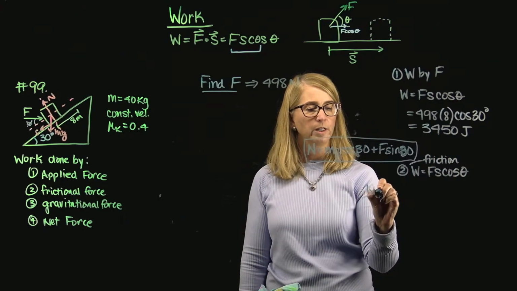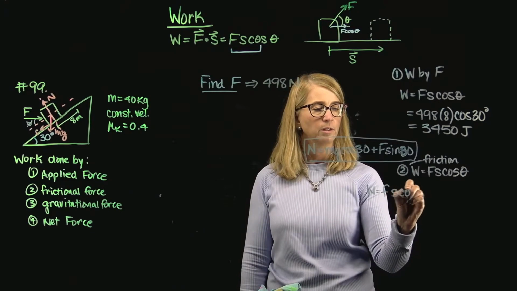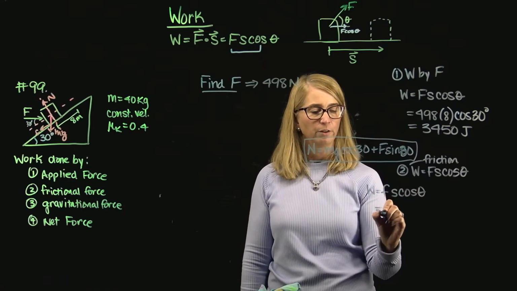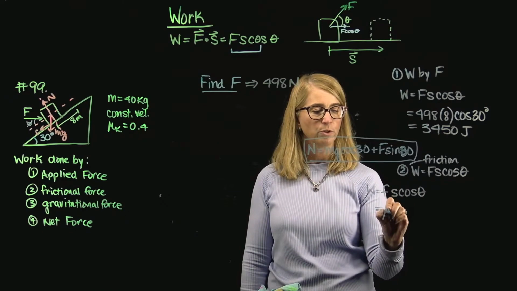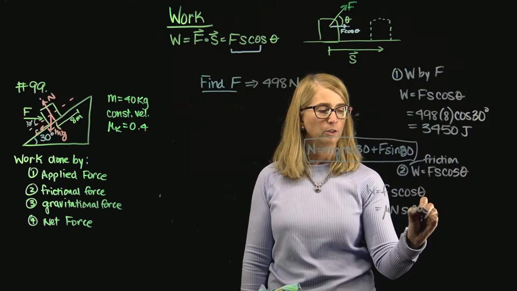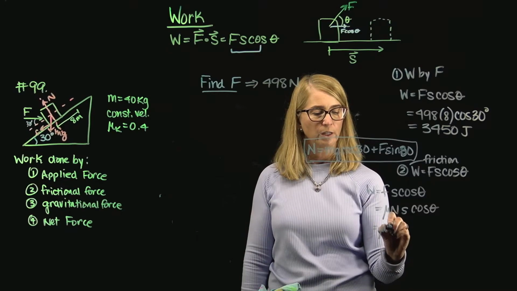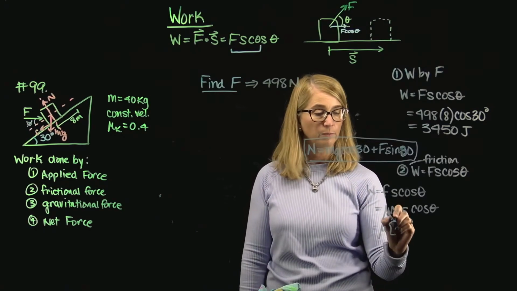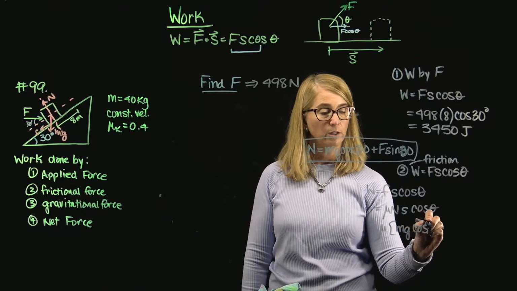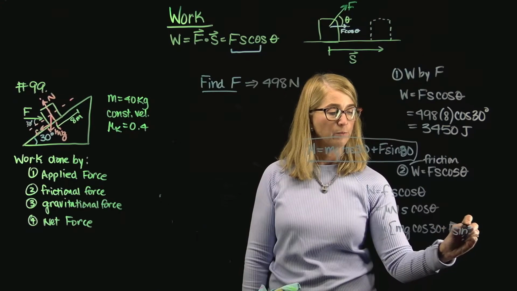So my work is the force of friction times the distance times the cosine of the angle between them. Now the frictional force is mu times the normal force, and my normal force is right here. It was mg cosine of 30 plus F sine of 30.